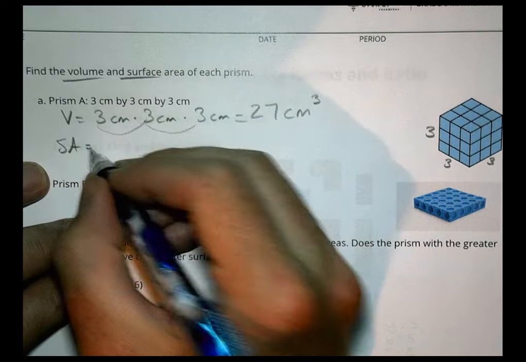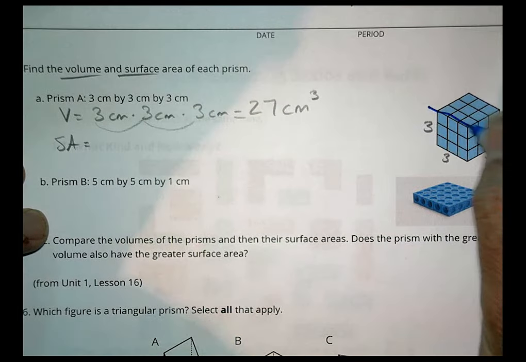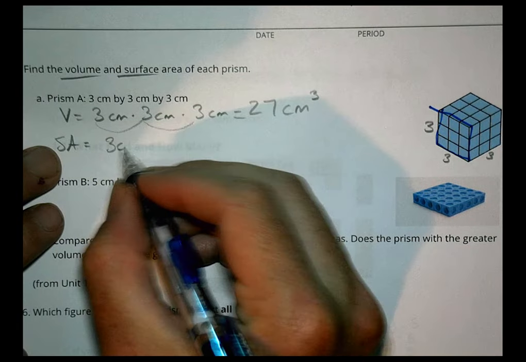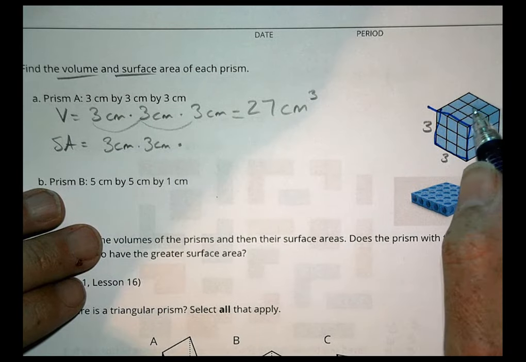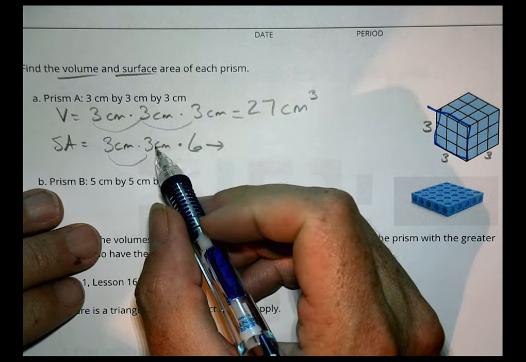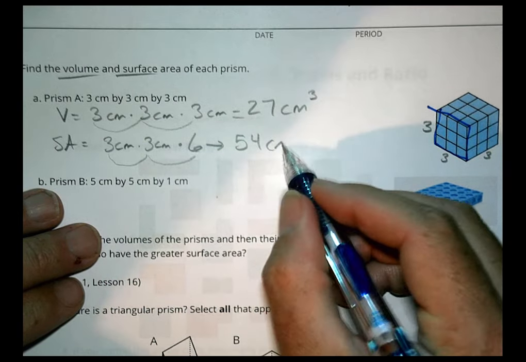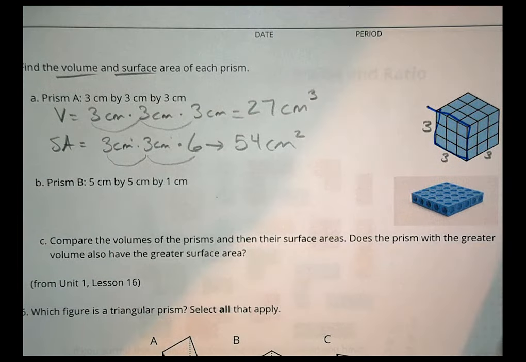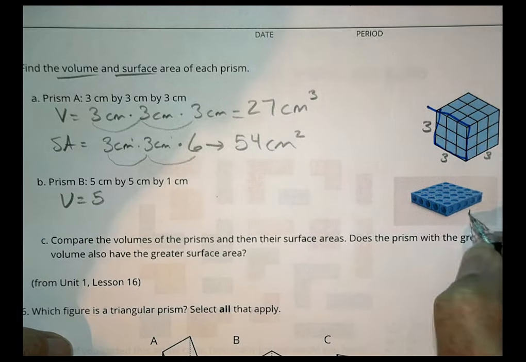For surface area, we have to get the area of one face, and one face here is going to be a 3 by 3 face, right? So the area is going to be 3 centimeters times 3 centimeters, and then we're going to need to multiply that by the number of faces. It's a cube, so a cube is how many faces? 6. So 3 times 3 is 9, right? And then 9 times 6 is 54. We have centimeters, but there are only 2 of them, so 1, 2 becomes centimeters squared. So 54 centimeters squared.